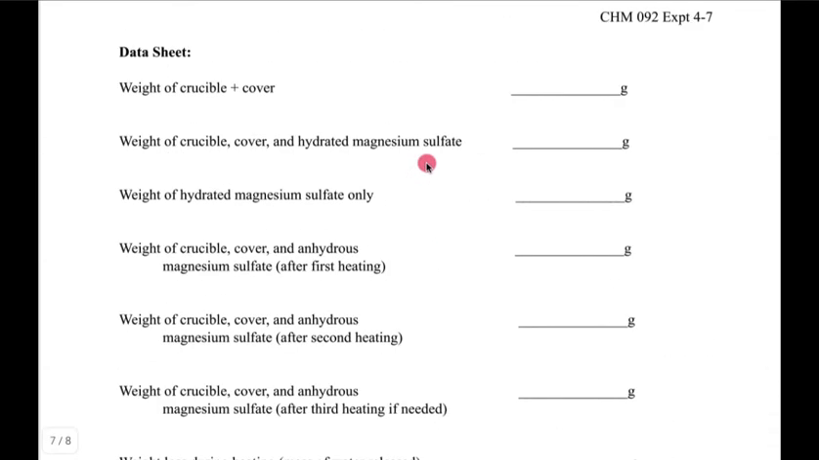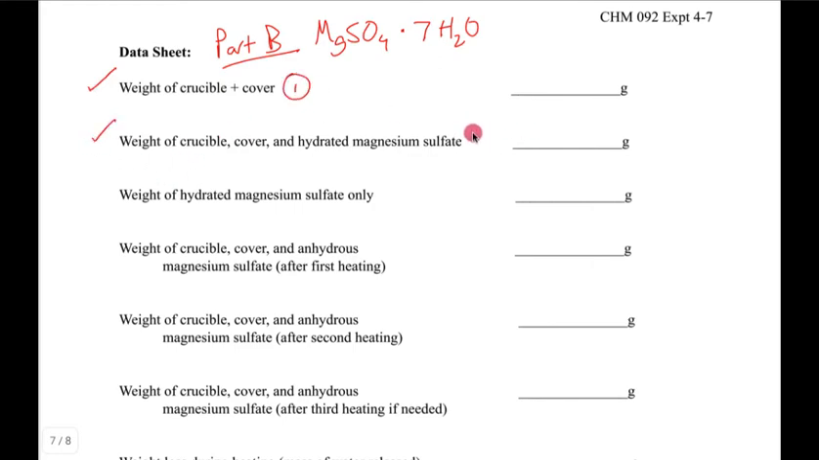Let's look at the masses that you're going to collect for B. So it's not labeled, but this is part B, dealing with the magnesium sulfate heptahydrate. So this is going to be a mass measurement. Okay, it's number 1. This is also a mass measurement. It's number 2. And again, you'll see these images on the report sheet or on the data sheet. And all you'll do is you'll record the mass on the balance right here.